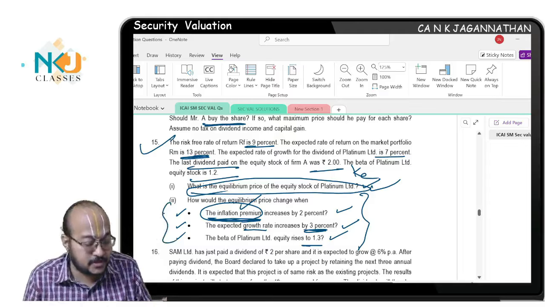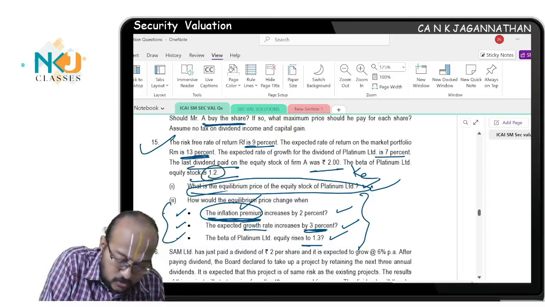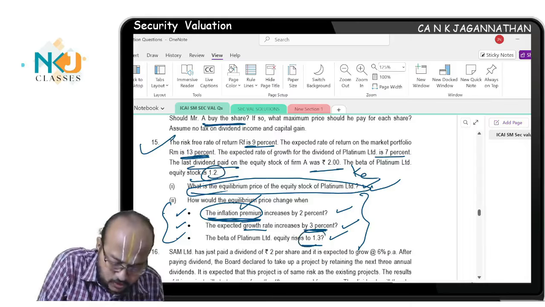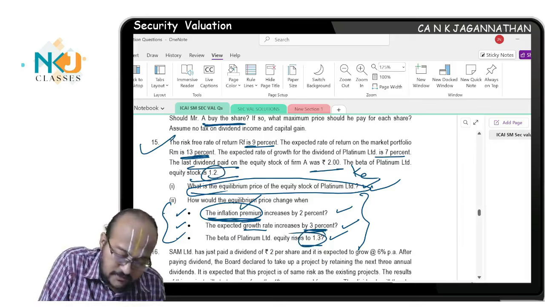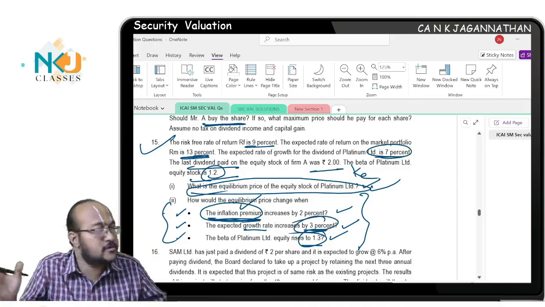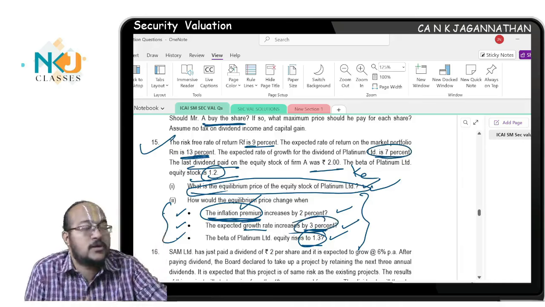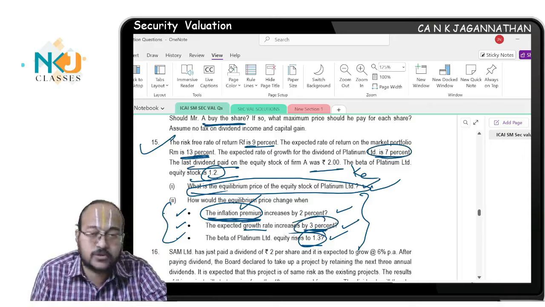Using all the data, which means earlier beta was 1.2, at present this changed to 1.3. Okay, inflation changed to 2%. Growth rate changes from 7% to 3%. All this cumulatively I will consider and find out the value. This is the alternative solution given.